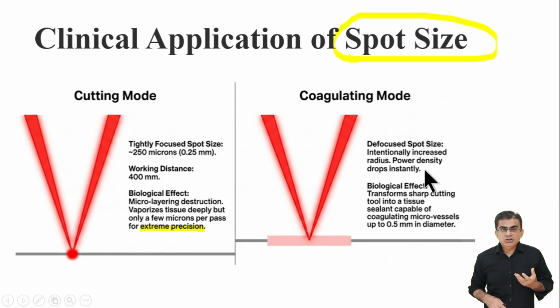Your sharp cutting tool instantly becomes a highly effective tissue sealant. It will safely and successfully coagulate microvessels up to 0.5 millimeters in diameter. This automatically guarantees a perfect dry and clear surgical field without needing to change your instruments.